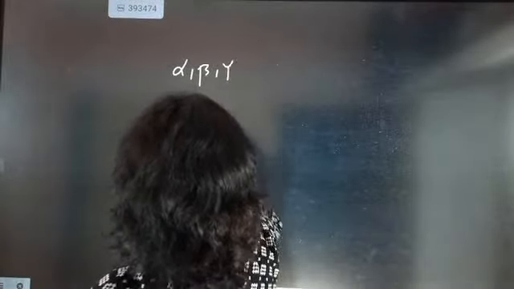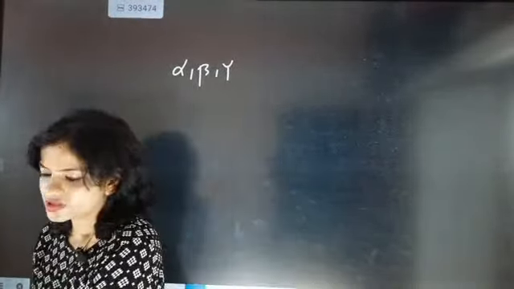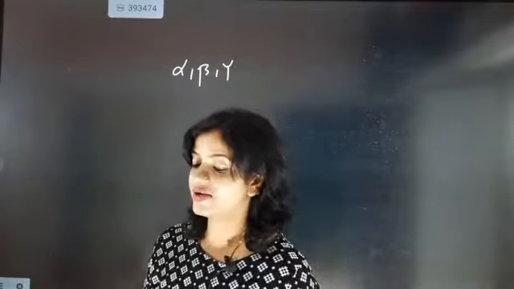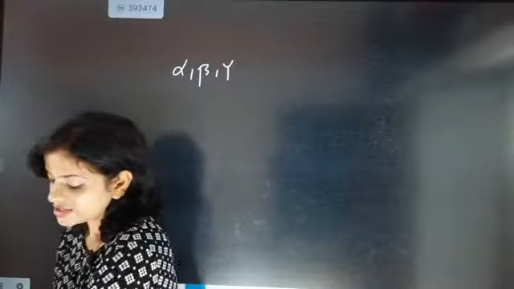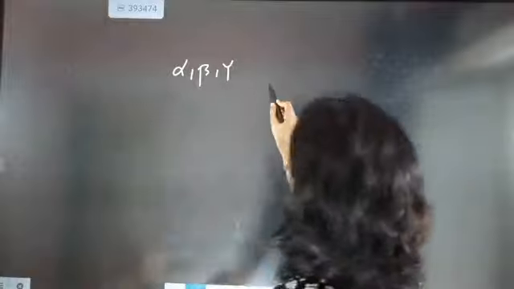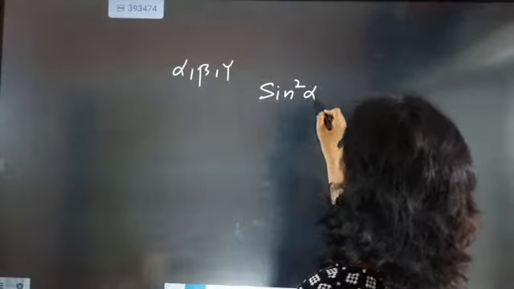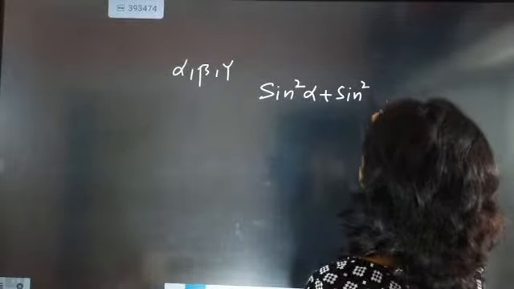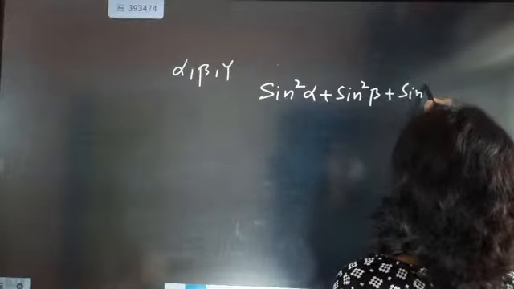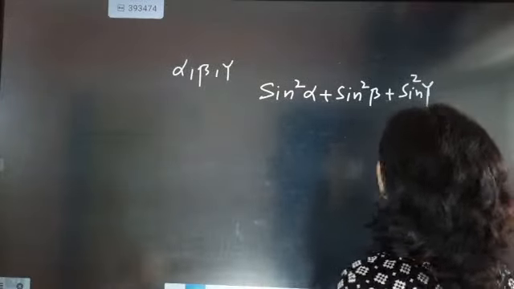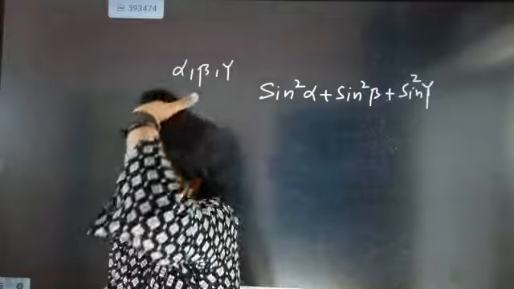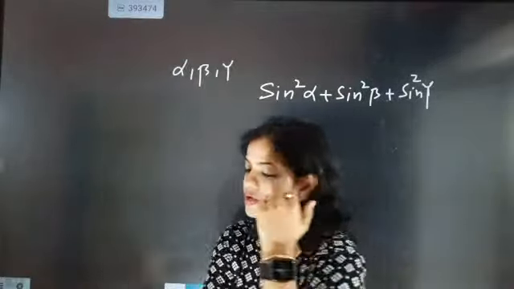If alpha, beta, gamma, a small thing, it will come in MCQ also. Many a times it is coming for MCQ. If a line makes angle alpha, beta, gamma with positive direction of x axis, y axis, z axis, then what will be the value of sine square alpha plus sine square beta plus sine square gamma?